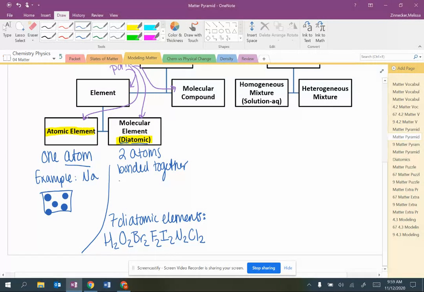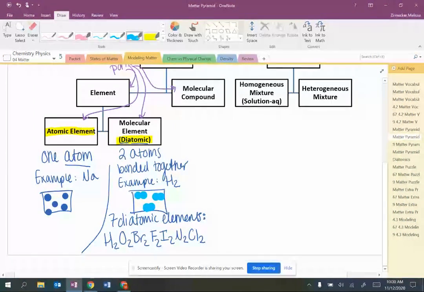If I were to draw, let's say our example is hydrogen, H2. If I had a container of hydrogen, that means I would need 2 atoms bonded together. So I would have 2 circles attached together, and they're 2 of the same atoms bonded together. And I'm going to put this in parentheses. Same. 2 of the same atoms bonded together. All right, so that's it for elements.